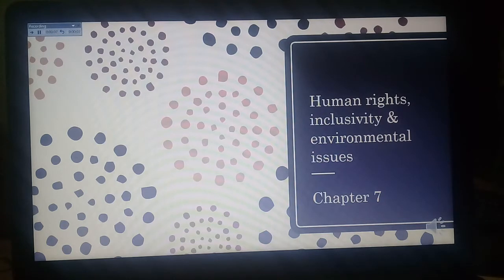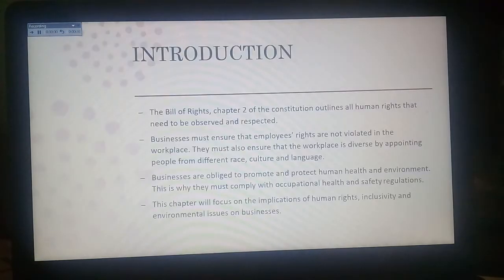Alright, today we are looking at business studies for grade 12. Specifically, we are looking at human rights, inclusivity, and environmental issues, which is chapter number 7. Alright, what is human rights, inclusivity, and environmental issues? This is a brief introduction.